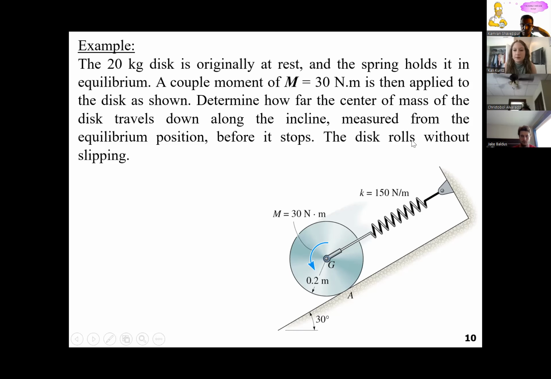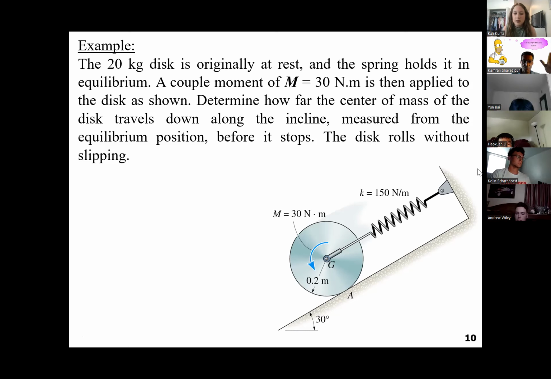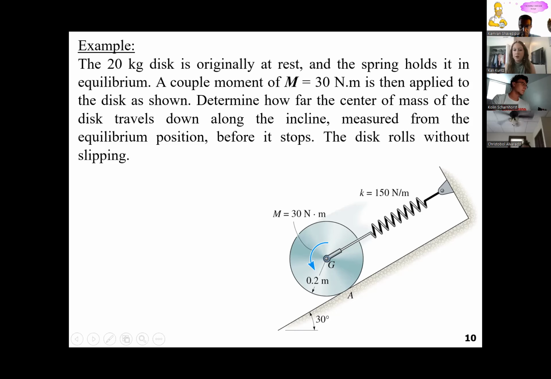And it says the disk rolls without slipping, which means here we have a static friction. And we just talked about how the work of static friction is calculated, right, Colin? How much is the work of static friction here? 0. Zero, because it's static, it's not moving. Okay. Let's go to the tablet.